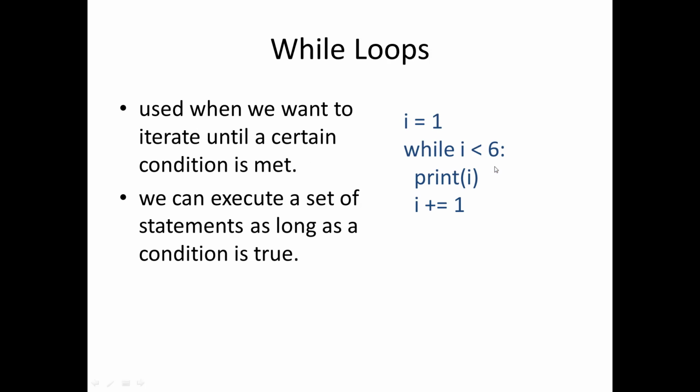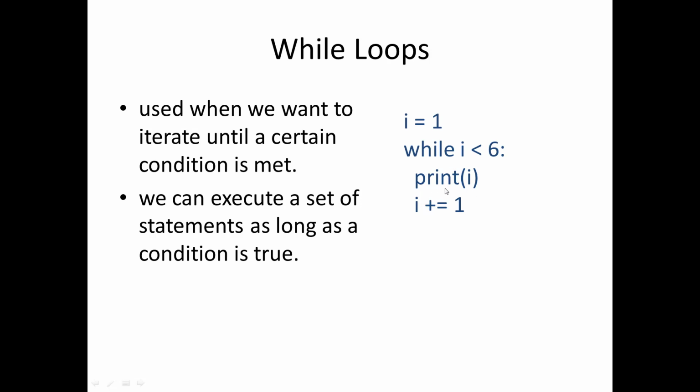In this particular example, we do know the ending value, but let's look at the structure. So we're going to start out with the value of I equal to 1, and we're going to say while I is less than 6. So while this condition is true, we'll continue to iterate through this loop. We start out with the value of 1 for I, so we'll print I, which is 1. Then we're going to add 1 to I. Notice the plus equal, just a shorthand to increment.